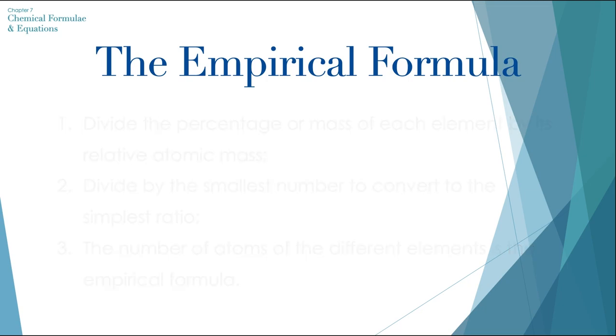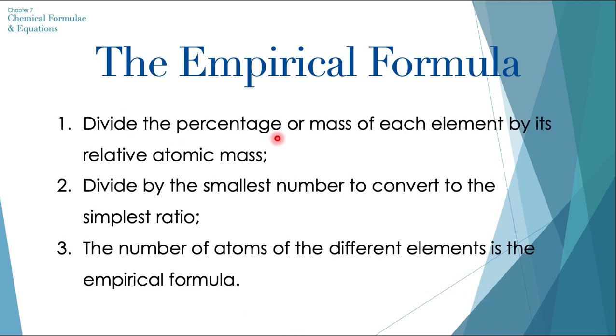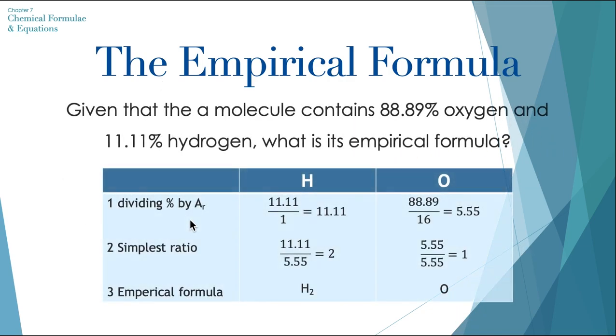So, given that a molecule contains 88.89% oxygen and 11.11% hydrogen, what will be its empirical formula? So, right now we're talking about the water molecule, okay? And this is made up of H2O. And so, what is going to be its empirical formula? First, we have to divide the percentage by atomic mass. This is what we see here. Number 1, we have to divide the percentage or mass of each element by its relative atomic mass. So, we are going to divide the percentage by atomic mass.